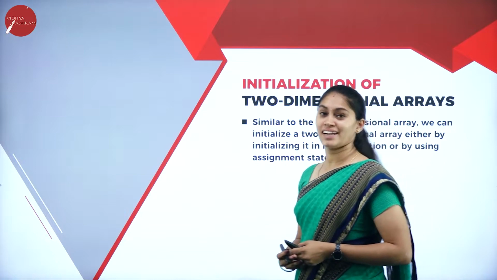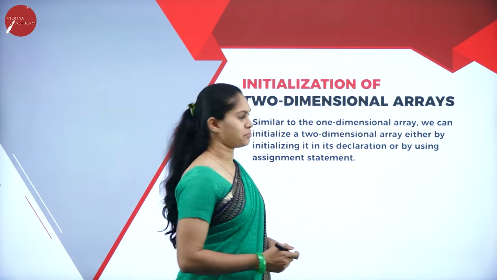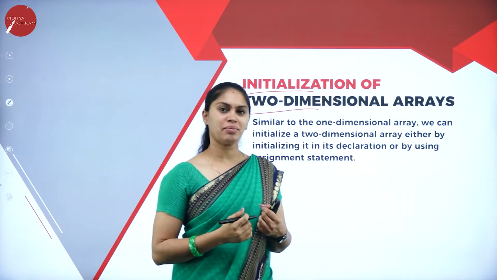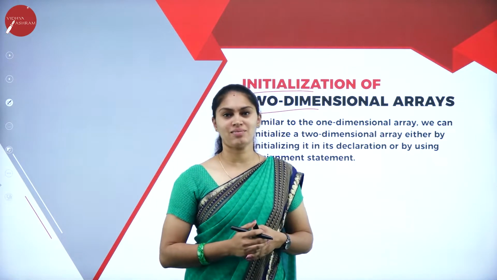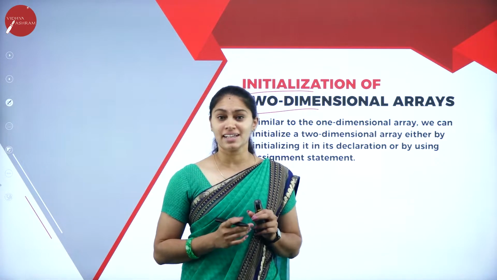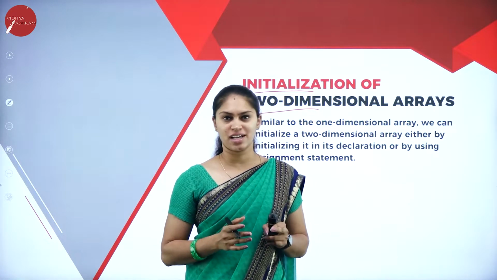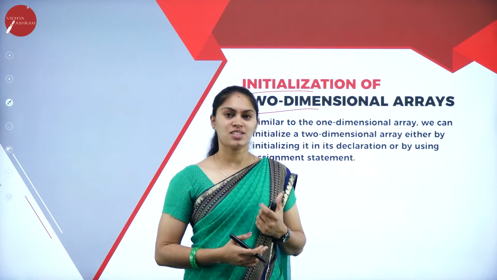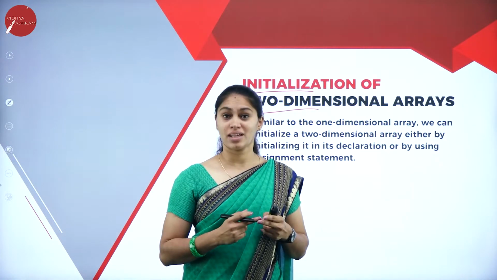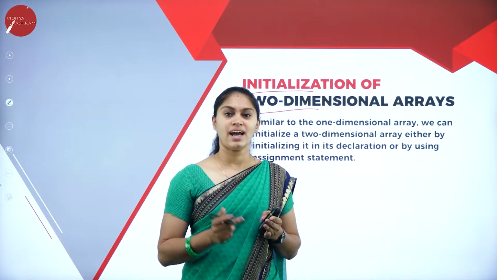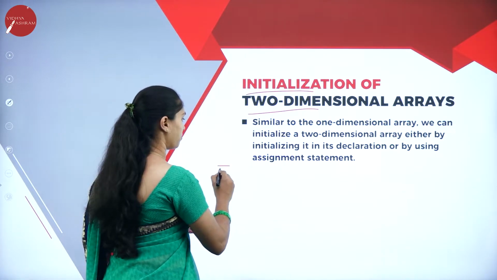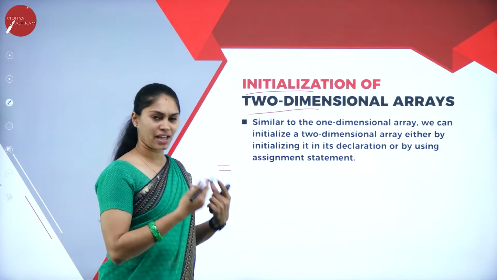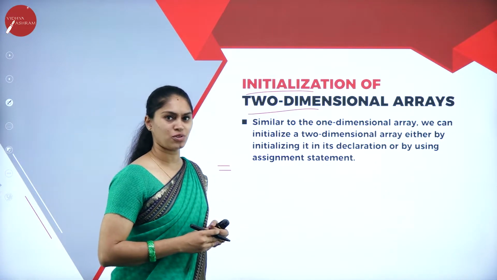Now we'll see the initialization of a two-dimensional array. What do you mean by initialization? That is nothing but giving some initial value to the array at the time of its declaration itself. How did we do the initialization for the one-dimensional array? There we took the data type, name of the array and the size, and along with the equal symbol or assignment operator we assigned some initial values to the array.